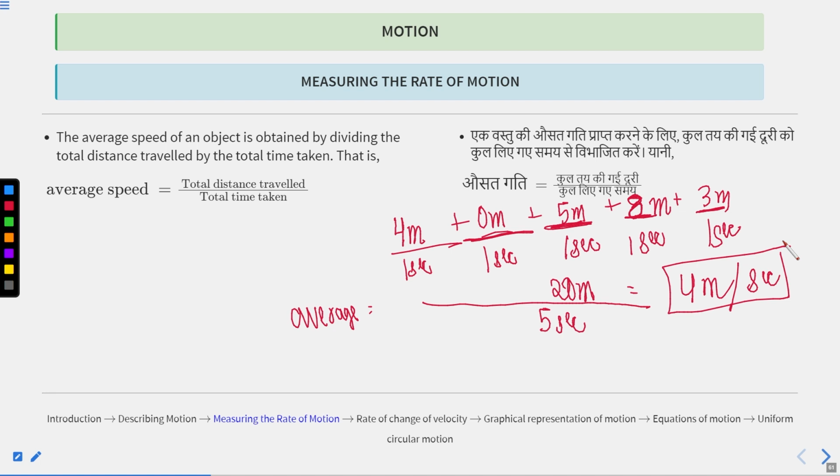So whenever you get non-uniform motion, you have to calculate the average speed of the object. Is it clear, class? This is the formula of average speed, and it is one of the most important formulas of this chapter. Average speed is equal to total distance traveled divided by total time taken. Okay, let's move on.